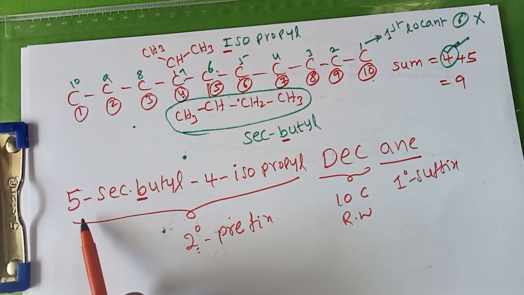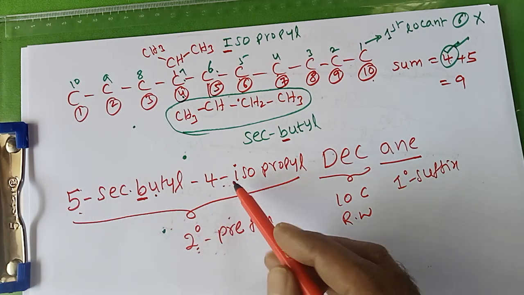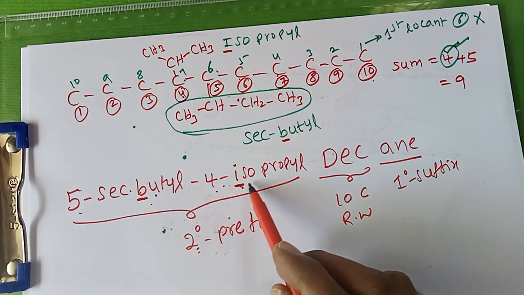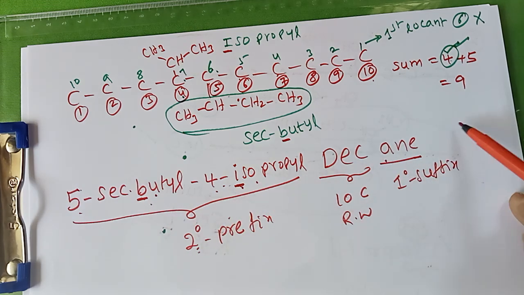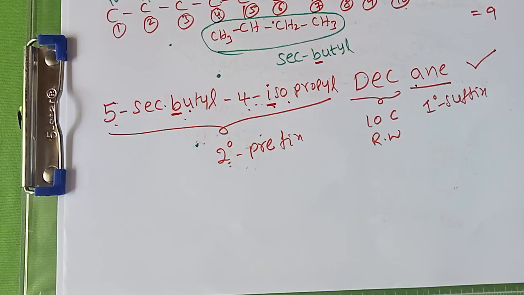That's why. What is the IUPAC name? 5 secondary butyl, 4 isopropyl, according to alphabetical order, B then I. So 5 secondary butyl 4 isopropyl decane is the complete IUPAC name. Then the next example. These all are from the NCERT book only. I take the next example here.